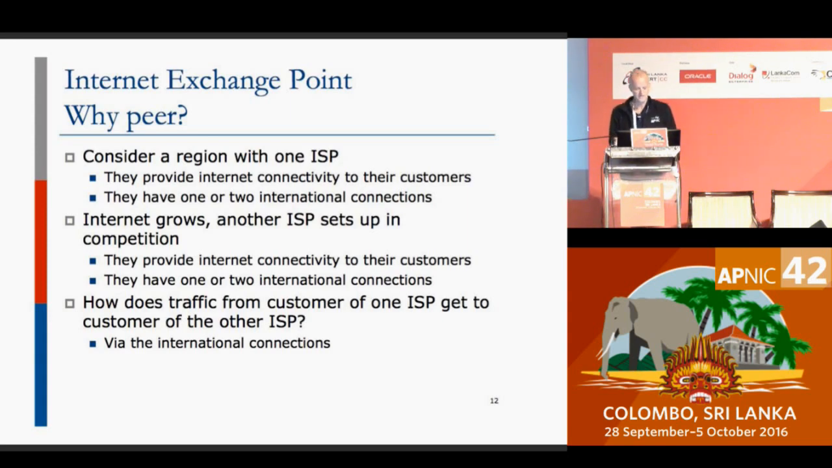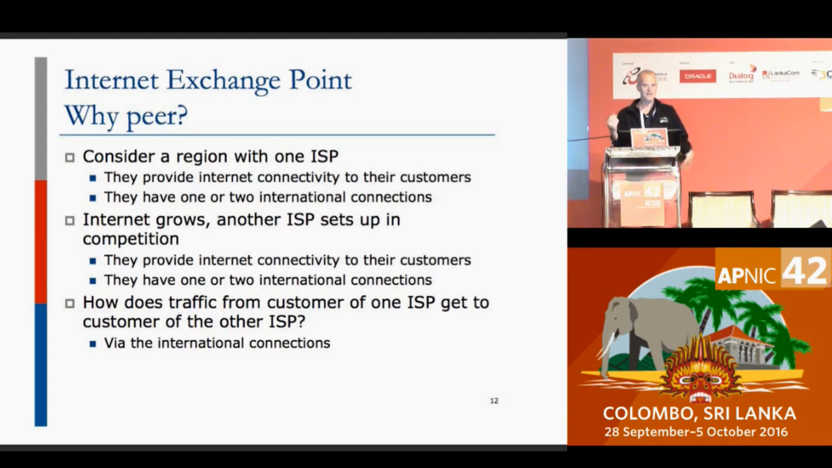They've got 1 or 2 international connections. Internet grows, maybe another provider sets up in competition. They do the same thing, providing connectivity, with their own connections. So how does traffic go from the customer of one provider to the customer of another provider? Of course, via the international connections. Because the 2 providers are competing with each other, they won't even dare think of interconnecting. Oh, no, we can't do that. They'll steal all our customers. Forgetting, of course, that you could steal all theirs.